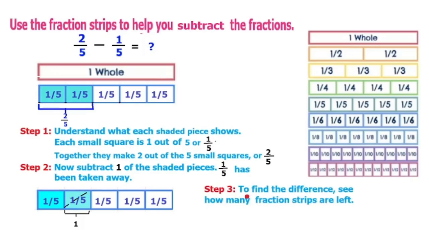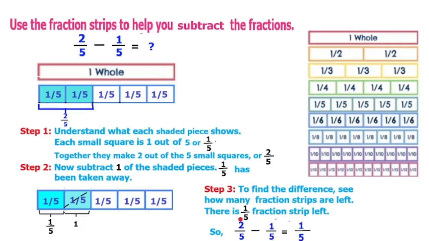So the third step is to find the difference. So see how many fraction strips are left. That's what the difference means. What's left over? So we have 1/5 fraction strip left. There's just this one left, which is worth 1/5.